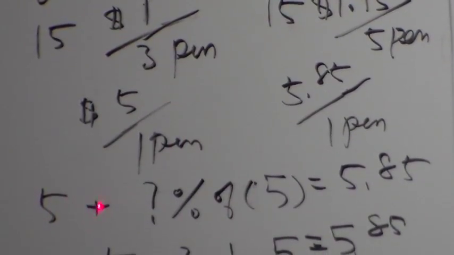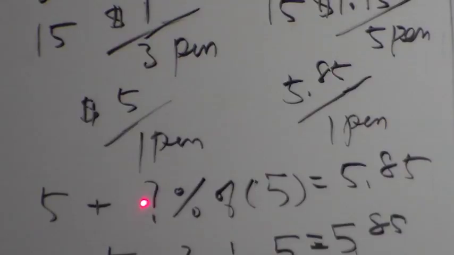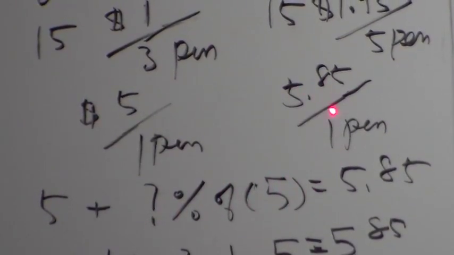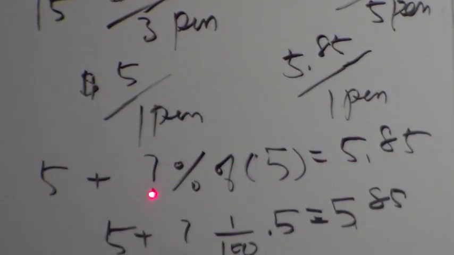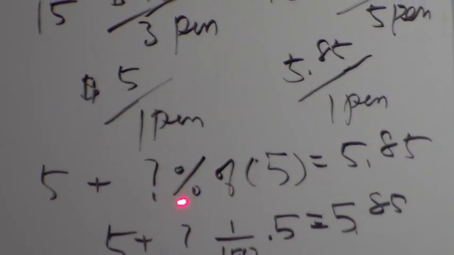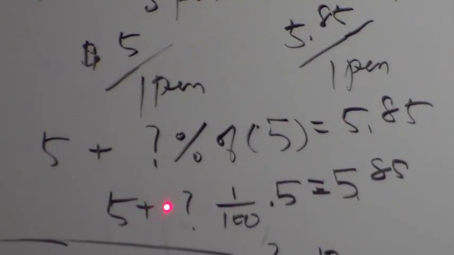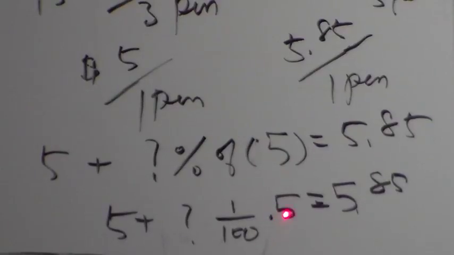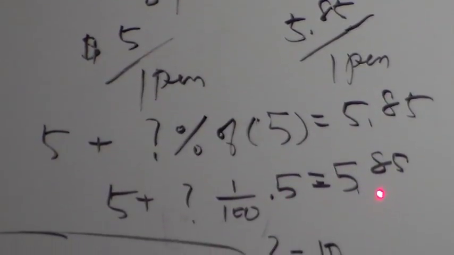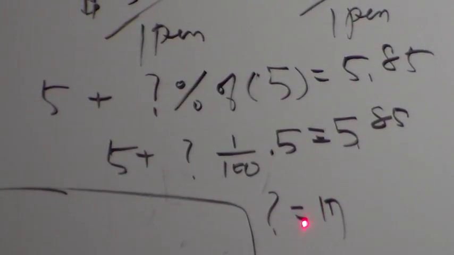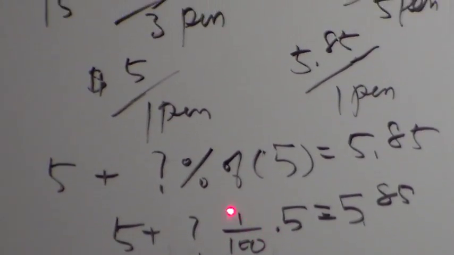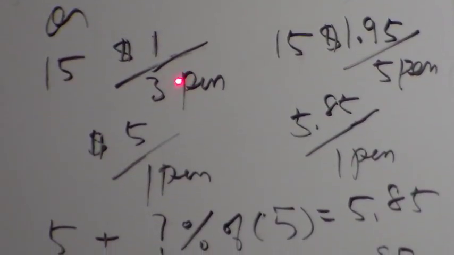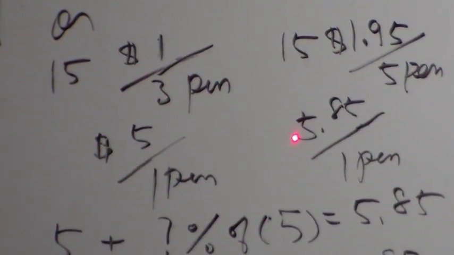Initial price plus what percent of the original 5 comes up to 5.85. So we have to find the unknown. 5 plus the unknown percentage value times 1 over 100 times 5 equals 5.85. Once you figure it out, 17, so 17%. The trick is you have to times 15 on each side. This is a good trick. I like this one very much.